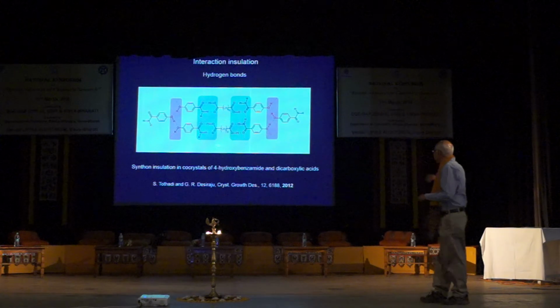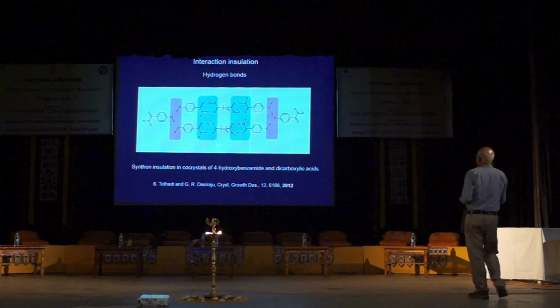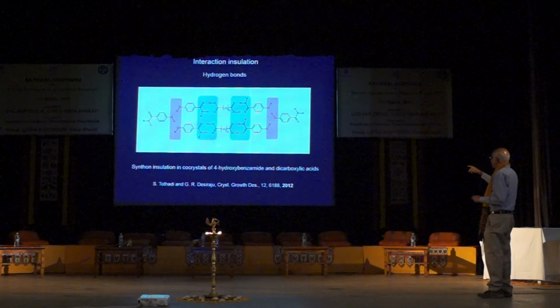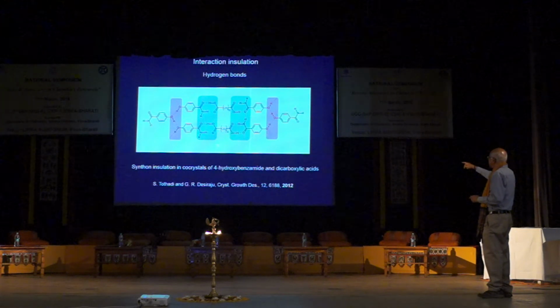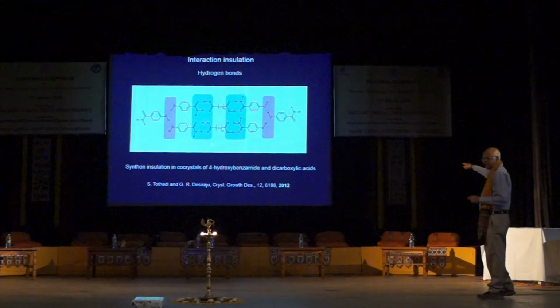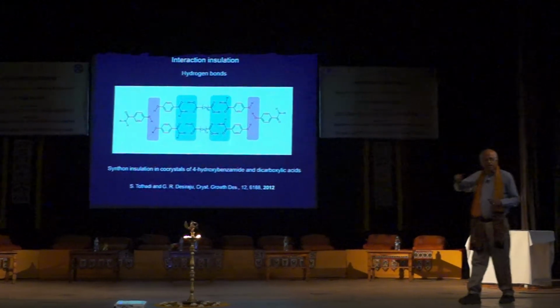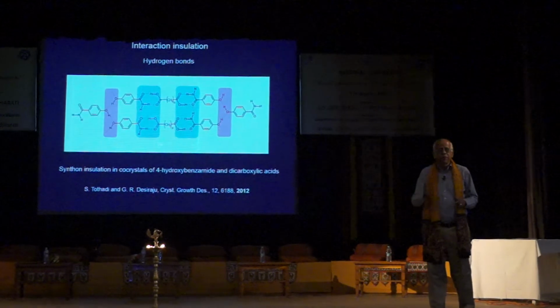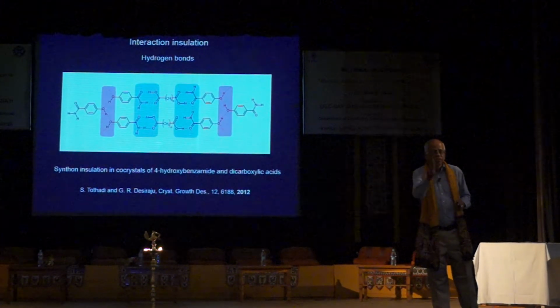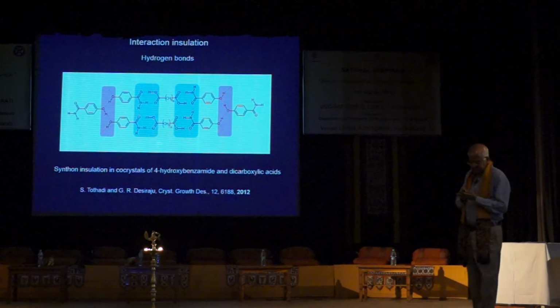But effectively, what I have been now able to do is that I have used insulation to get once again a binary crystal, a co-crystal. But now I have brought in a second reaction, supramolecular reaction. That is this OH-OH. What am I going to do next?